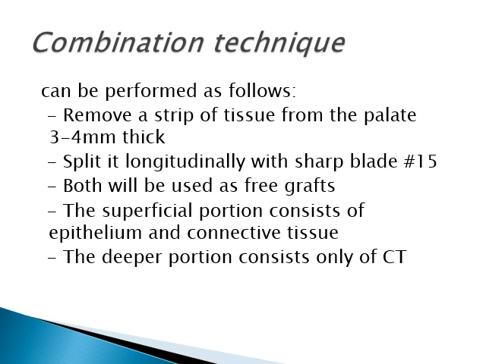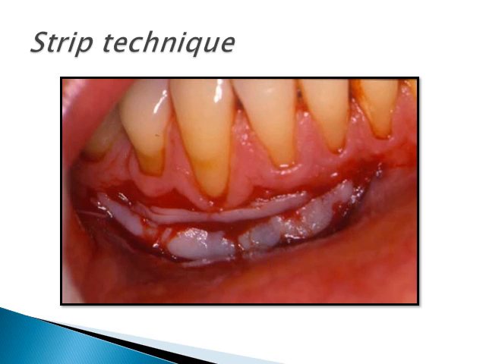In the combination technique, we remove a strip of the too thick tissue, about 3 to 4 millimeters thick, and split it longitudinally with the scalpel, and both are used as a free graft. The superficial one consists of epithelium and connective tissue. The deeper one is connective tissue only. After this, we apply them in this area like this and make suture.